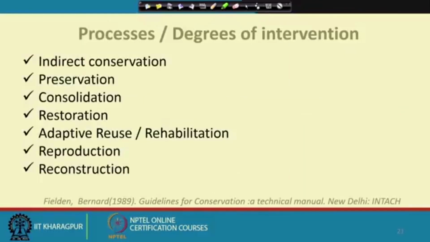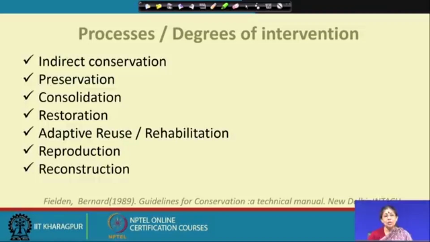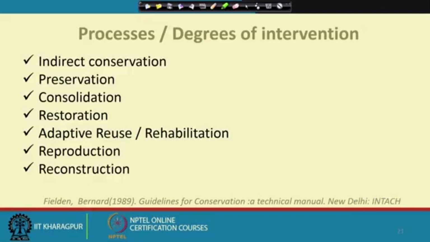So, we have discussed the various approaches of conservation. We have talked about indirect conservation, preservation, consolidation, restoration, adaptive reuse, reproduction and reconstruction. These are all various approaches under the broad umbrella of conservation. There is no specific rule that says which approach is the correct one. This is very much related to understanding the significance of the value and which approach should be taken.